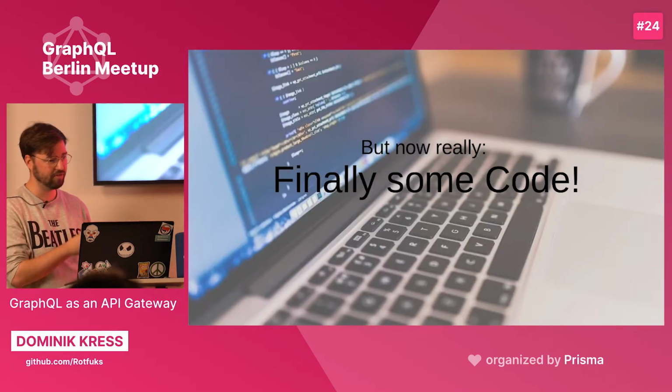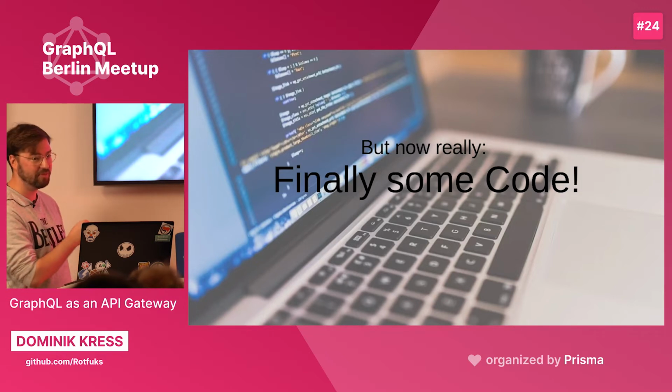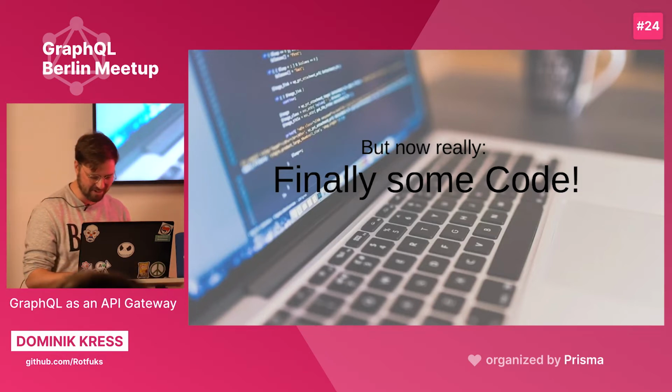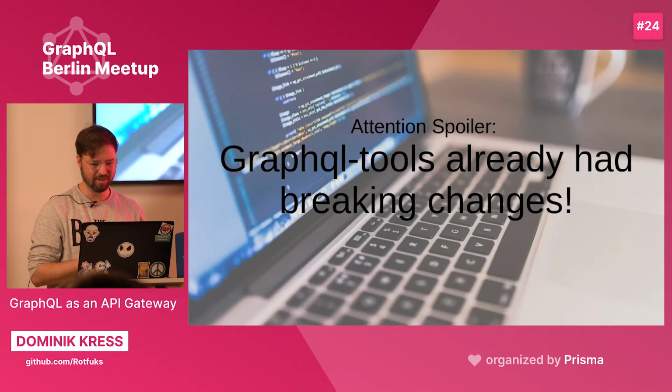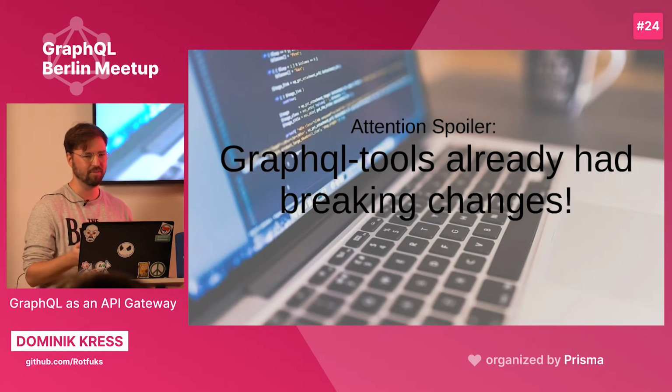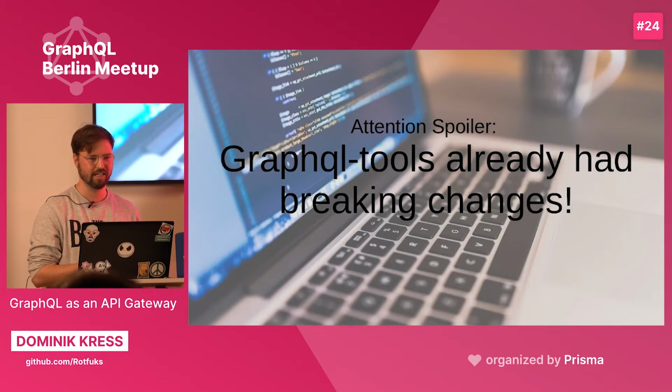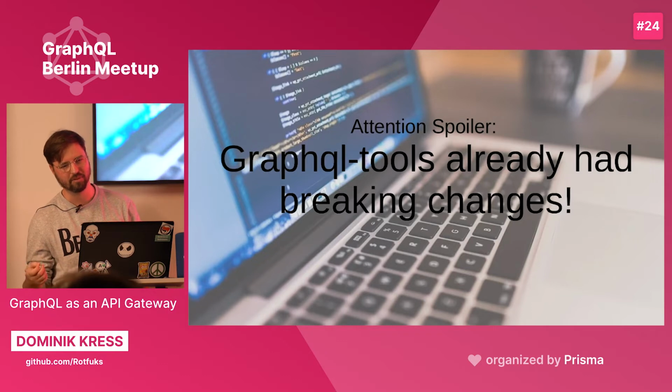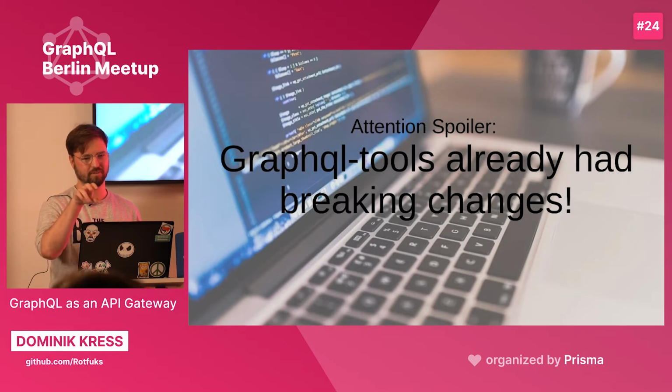But now, so much theory. Now really some code, and also a spoiler alert. I created that code a couple of weeks ago, and I did an initial run, and in the meantime GraphQL Tools did a breaking change. So when I just tried to update it today, it had some problems because they changed the package structure within GraphQL Tools, and I think they also changed some other things.